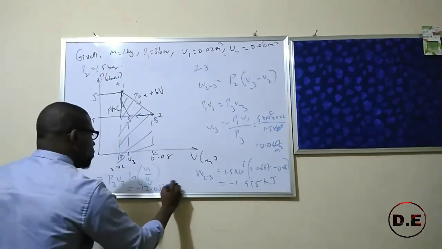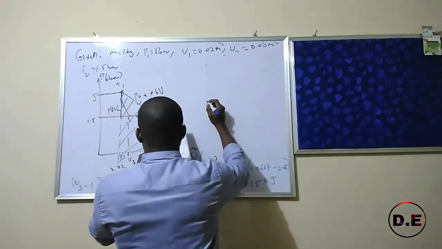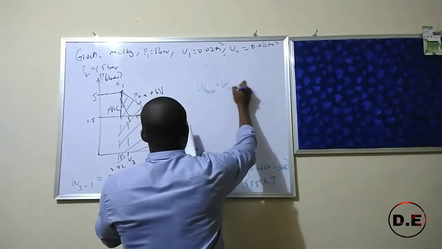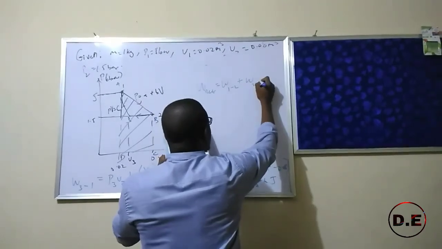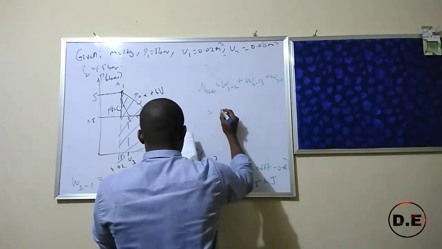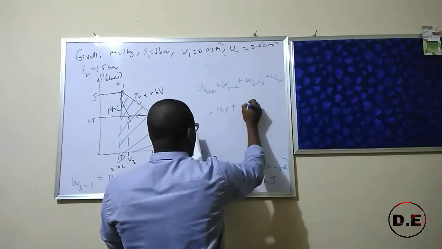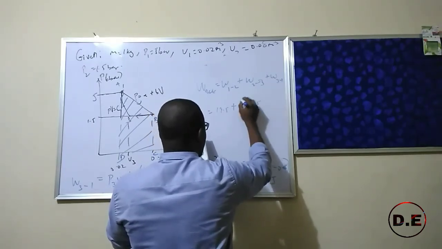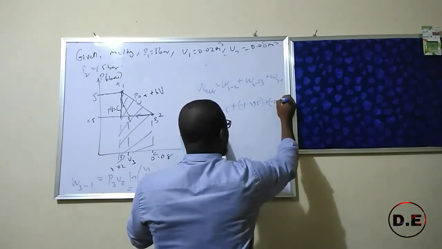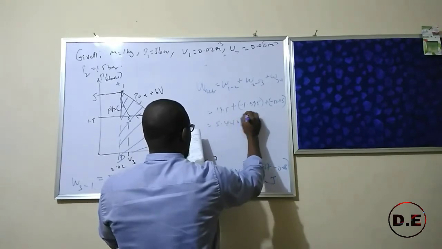Now, because it's a cycle, I will take the net work for the cycle. So that becomes W net is equal to W12 plus W23 plus W31. So W12 was 19.5 plus minus 1.995 plus minus 12.05, and that gives us 5.445 kilojoules.